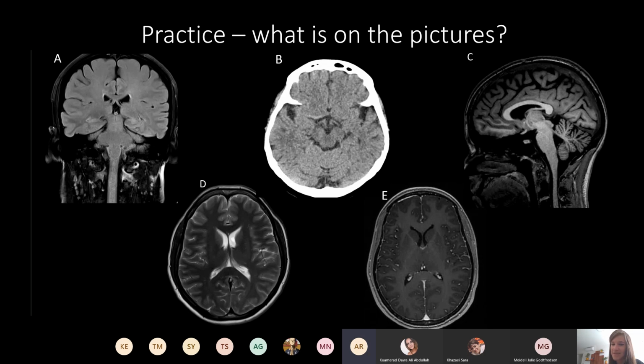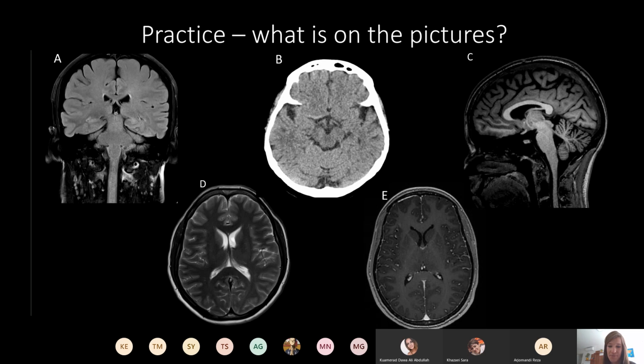Maybe it's an MRI? Yes. It's an MRI, and which plane? Did you say coronal? Yes. And which sequence? Maybe that is a bit more difficult now because we just started to discuss that, but this is a FLAIR, okay? A coronal FLAIR MRI.